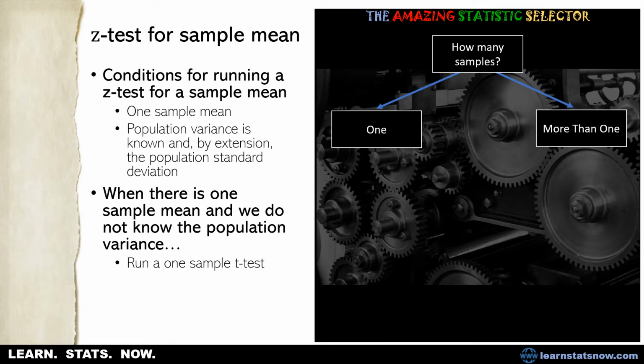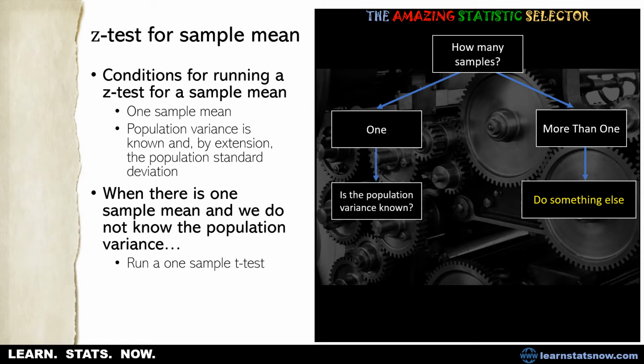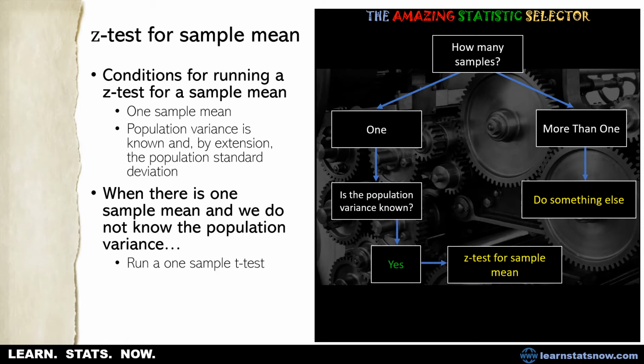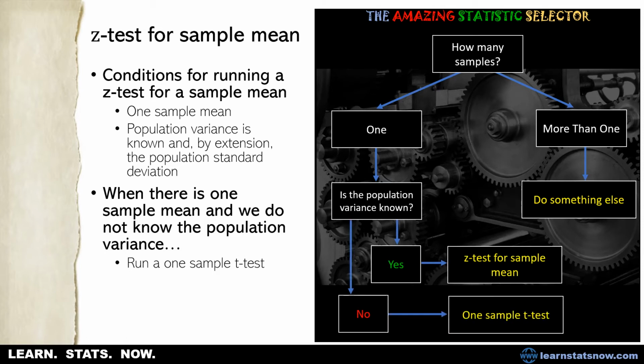Now let's make short shrift of having more than one sample. We'll just leave it at this. You're going to do something else other than a t-test or a z-test for a single sample mean. Okay, so we have other statistics for that, and those are coming. But if we have more than one sample, we'll need to use those statistics. Now, let's concern ourselves with just having one sample. Then the question becomes, is the population variance known? If the answer is yes, we do a z-test for a sample mean. If the answer is no, we do a one sample t-test.